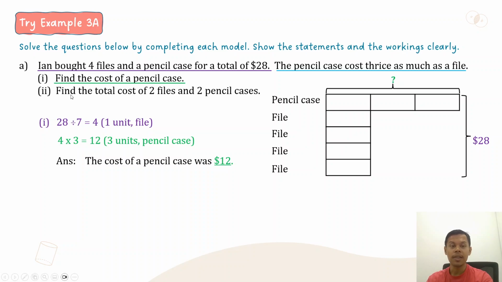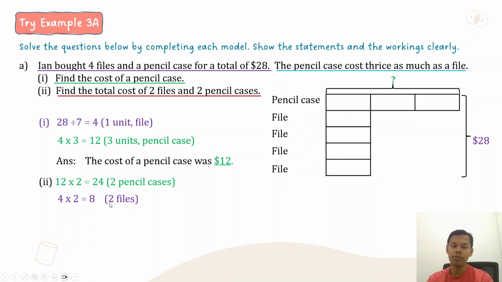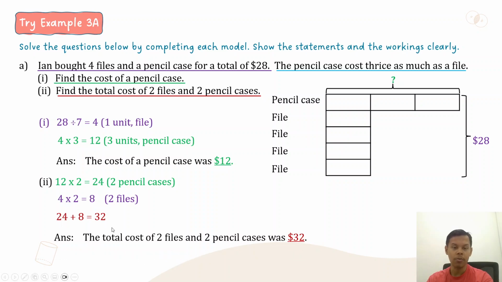Now, let's continue to the second part, the total cost of 2 files and 2 pencil cases. Since now we know the cost of 1 pencil case is 12, can we find for 2? Yes, we can just add another one, or we can just multiply it by 2, right? So 12 times 2 is going to be 24. This is for the 2 pencil cases. How about the 2 files? Yes, just now we know 1 file is equal to $4. So 4 times 2 is equal to 8. 2 files is equal to $8. The total of all this is going to be 24 plus 8, which is $32. So that's the answer for this question.